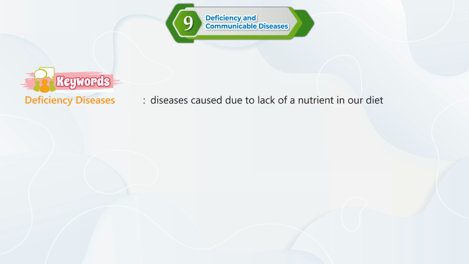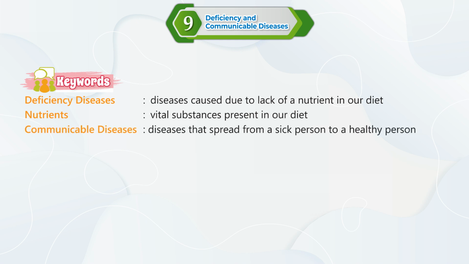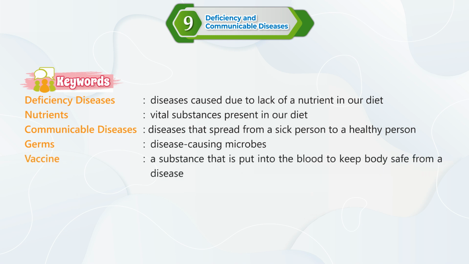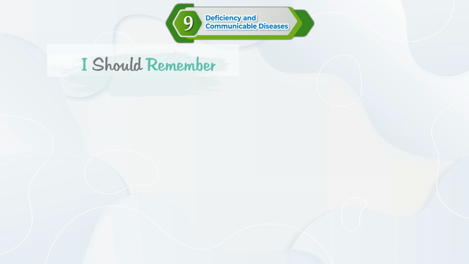Key words. Deficiency diseases. Diseases caused due to lack of a nutrient in our diet. Nutrients, vital substances present in our diet. Communicable diseases. Diseases that spread from a sick person to a healthy person. Germs, disease-causing microbes. Vaccine, a substance that is put into the blood to keep the body safe from a disease.